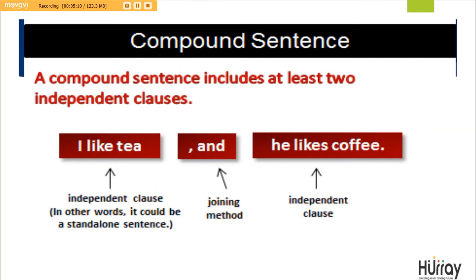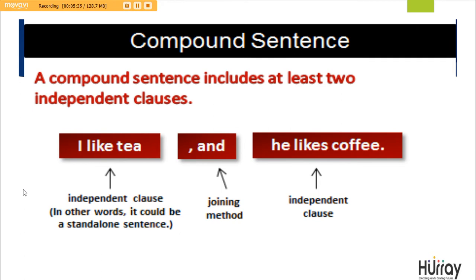Now the compound sentence specifically. If you want to understand this very, very clearly, first you must understand that a compound sentence includes at least two independent clauses. For example, I like tea and he likes coffee. I like tea becomes the independent clause, which basically means that it could be a standalone sentence or a statement.